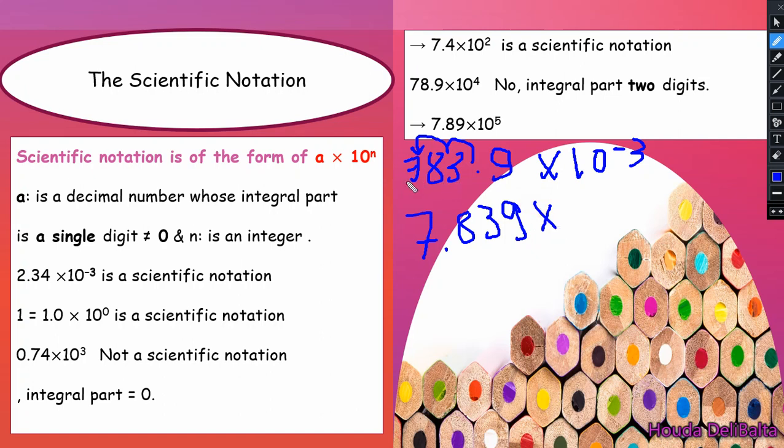The integral part was 783 and it becomes 7. So the integral part decreases, then I have to increase the exponent by the same number of steps I moved, so by 2. Thus I'm going to get 7.839 times 10 to the power minus 3 plus 2, which is minus 1. And that's about scientific notations. Hope you enjoyed them.